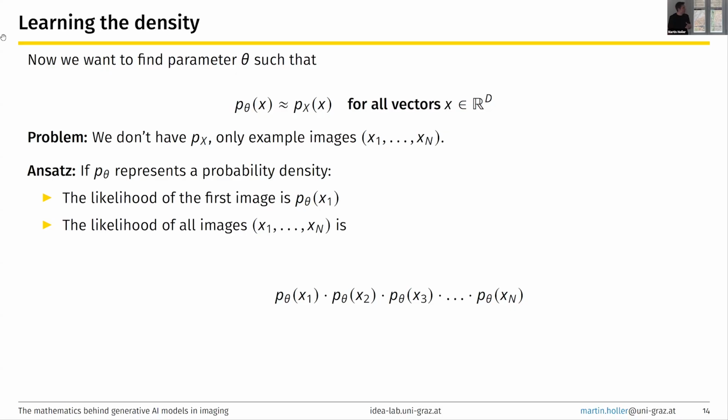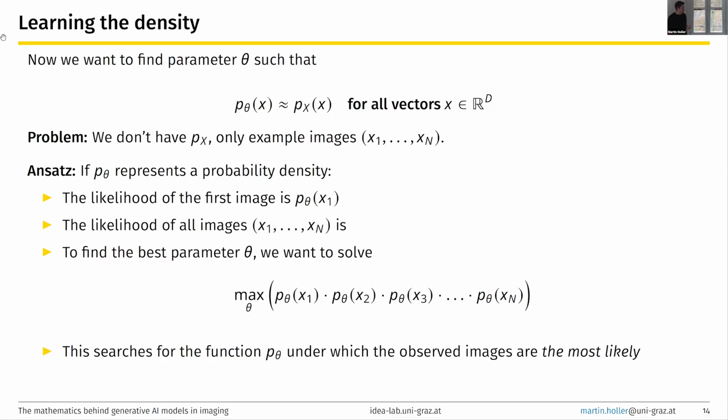And I know if the density is the true density, then this value is probably very high. So what I do is maximize this value. I want to find the parameters theta, these are my degrees of freedom, such that this value is as large as possible. And a maximization problem is something that you can implement, not easily, but you can implement it on a computer. So basically, we have reformulated the task of approximating this unknown probability density as searching for the parameter theta of a function P theta, under which the observed images are the most likely.